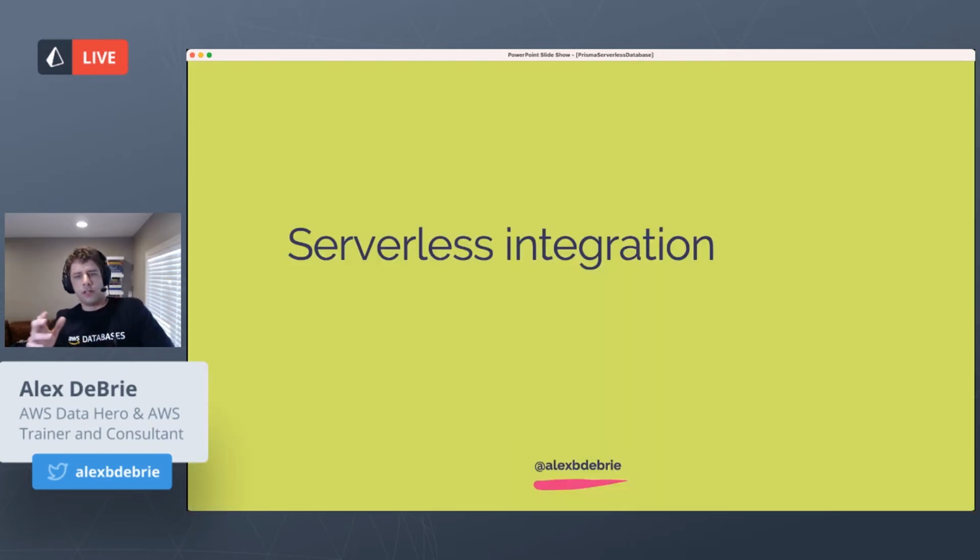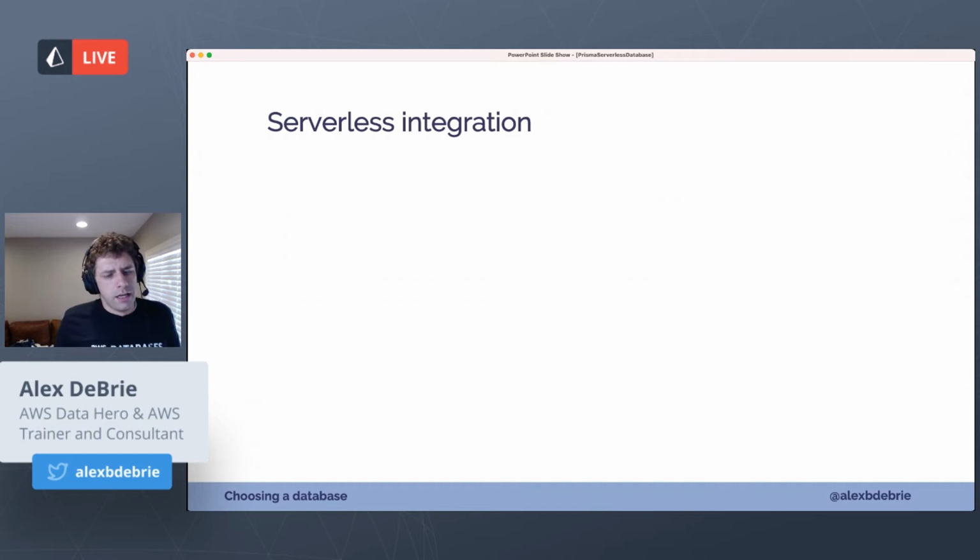Let's move on to the next topic, which I'd say is serverless integration, right? And again, serverless compute and applications are a little bit different than the previous world. So some of the existing databases and infrastructure don't quite fit as well in that world. So let's talk about some of those specifics and see how our databases fit in here.